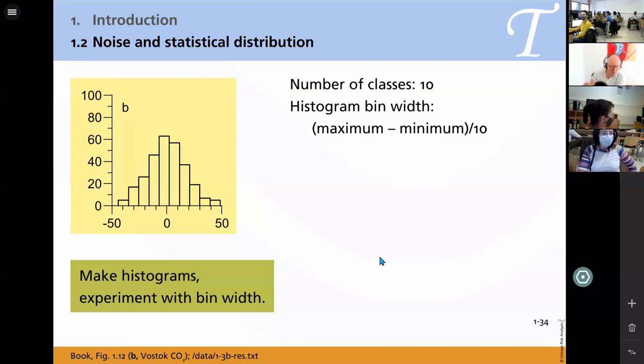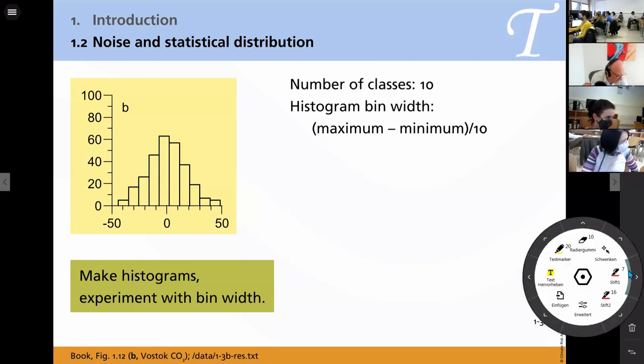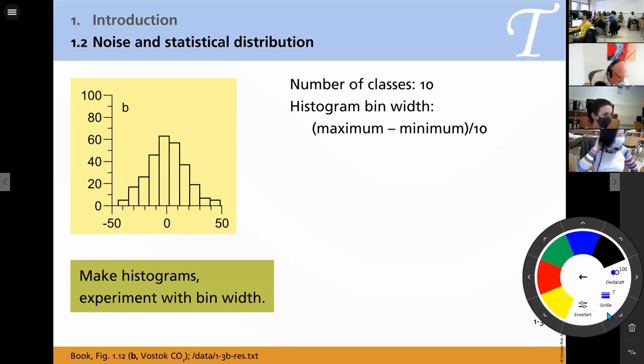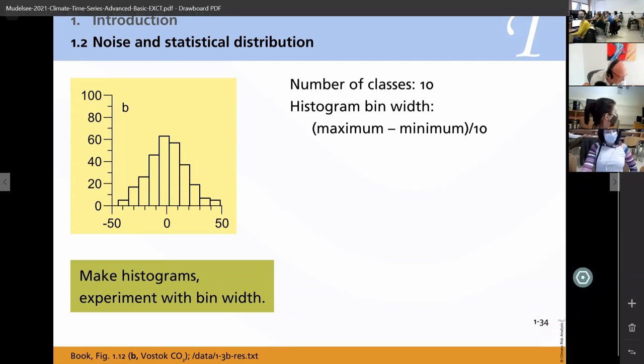And I will in a second open this data file 1-3b-res.txt. And this file... No, it's my phone. Well, I'm not able at the moment to do this, which I don't understand.